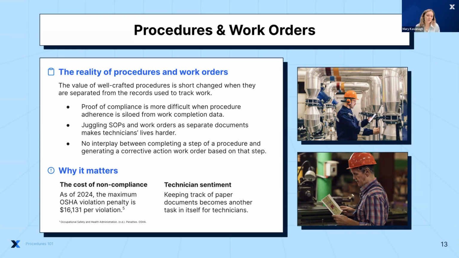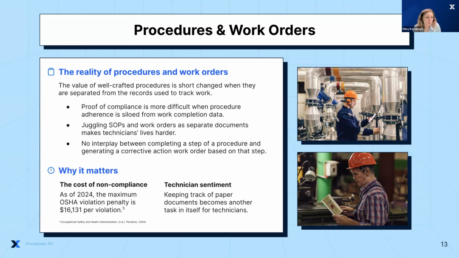And thirdly, there's no interplay between completing a step of a procedure and generating a corrective action. Again, we're going to be taking more time there. If they're not connected and something goes wrong, something hasn't been completed properly within that procedure or something has failed its inspection, we then have to go and manually create another work order. That's creating a duplication of work. We want to pull those things together to streamline.